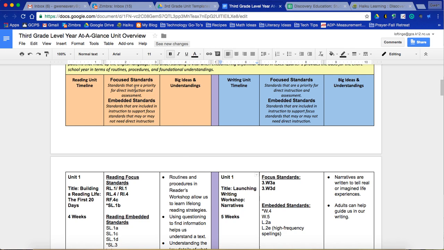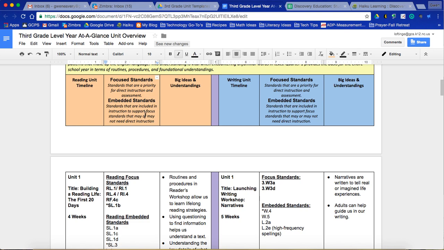Then we have a new concept, focus standards and embedded standards. You might have heard in the past we've used terms priority and supporting standards. Now we've redefined and regrouped standards into categories called focused and embedded. Focus standards, as you can see the definition underneath, are standards that are a priority for direct instruction and assessment. So those are the main standards for that unit.